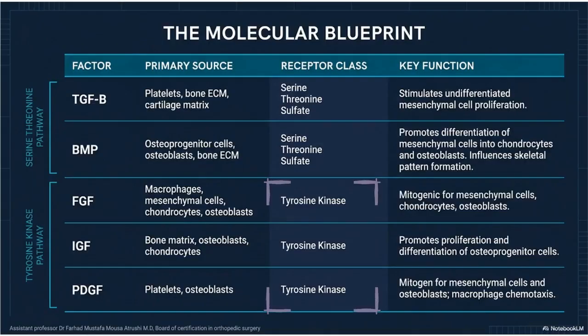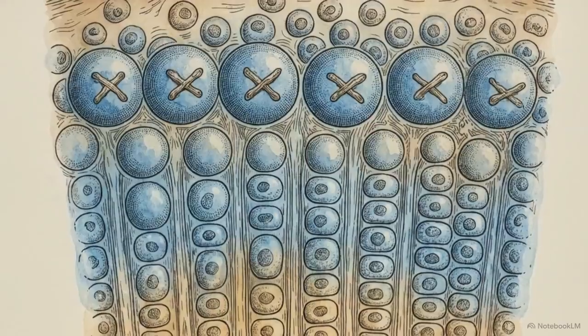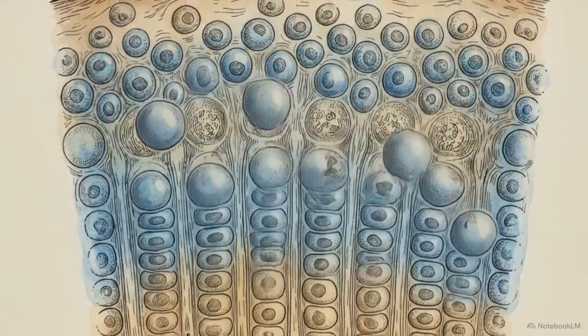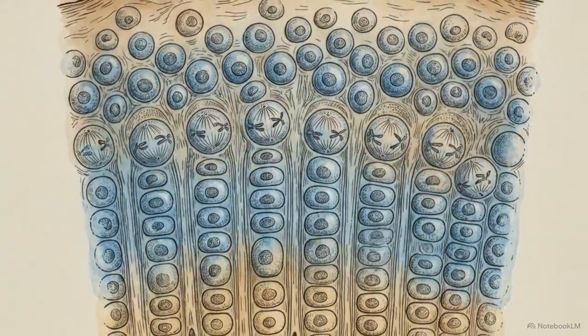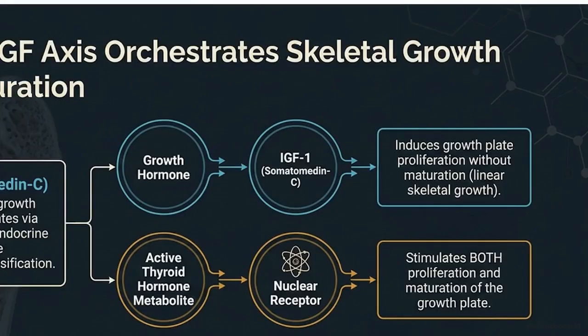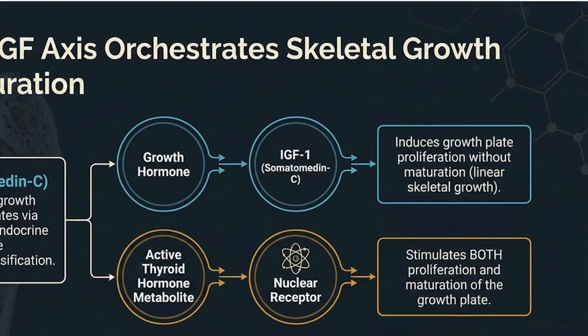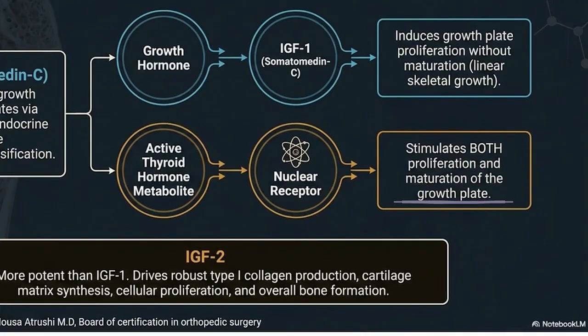We pivot now to the tyrosine kinase receptors. These are the mitogens, FGF, IGF, and PDGF, responsible for cellular proliferation, chemotaxis, and angiogenesis. IGF-1 is the most abundant growth factor in bone. It drives rapid cellular expansion through both paracrine and endocrine pathways. The GH-IGF-1 system induces linear skeletal growth by driving proliferation in the growth plate without causing maturation. Conversely, the active thyroid hormone metabolite stimulates both proliferation and maturation simultaneously.